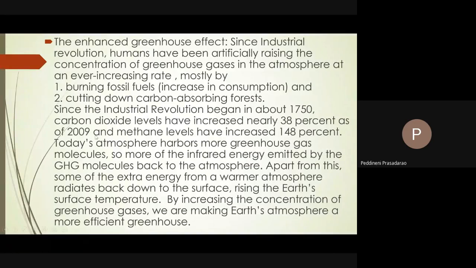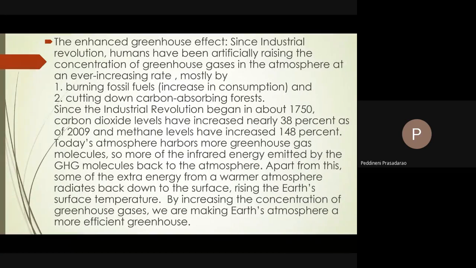Since the Industrial Revolution began in about 1750, carbon dioxide levels have increased by nearly 38% as of 2009, and methane levels have increased by 148%. So that means two things: we started producing more, and we started cutting down the forests. As a result of this, there is a buildup of greenhouse gases in the lower atmosphere, or troposphere.